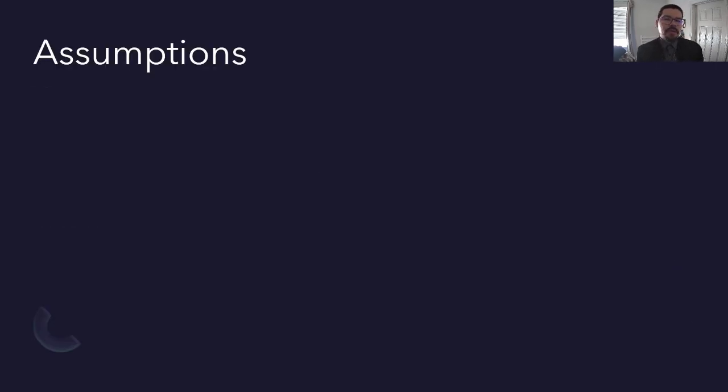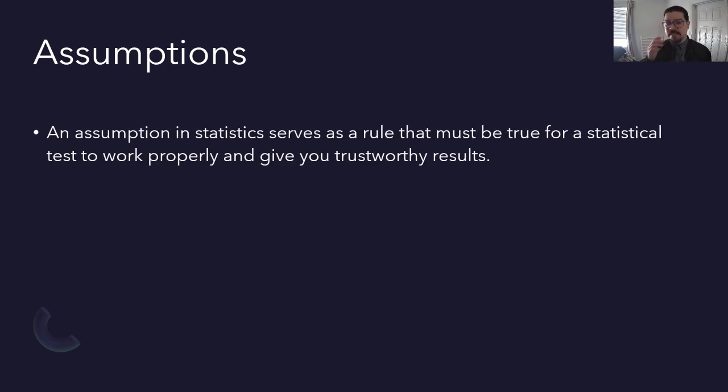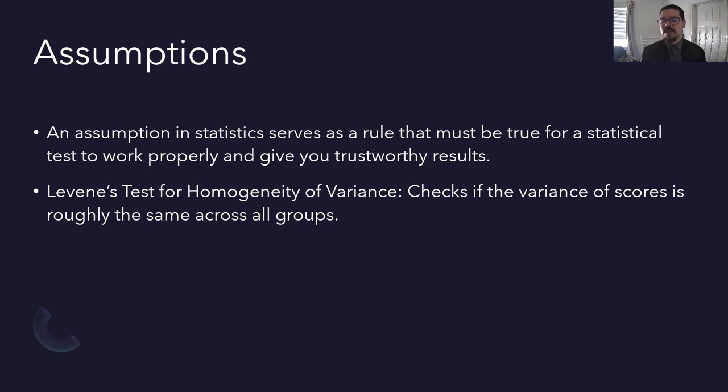So I want to give a little bit of background to assumptions. We were actually introduced to assumptions in t-tests when talking about Levene's test for significance. An assumption in statistics serves as a rule that must be true for a statistical test to work properly and give you trustworthy results. In Levene's test for homogeneity of variances, we're checking if the variances of scores are roughly the same across all groups. If they are roughly the same, that's actually a good thing for us. We want to see that. If they're not the same, there may be other tests that are more appropriate for our data. We're not going into what other tests are available. That's not the scope of this class, but I do want you to understand what's happening with these assumptions.